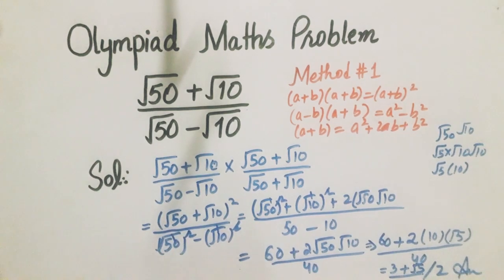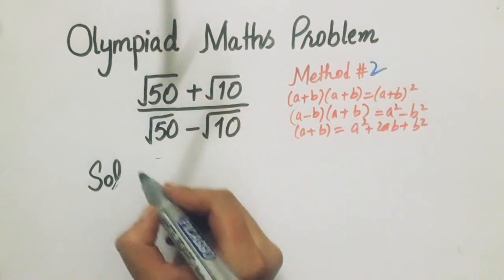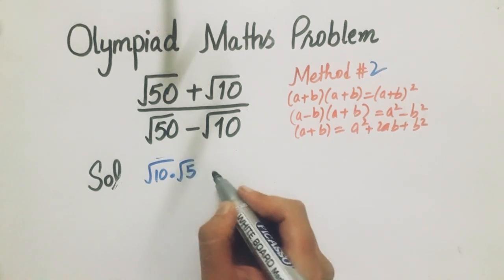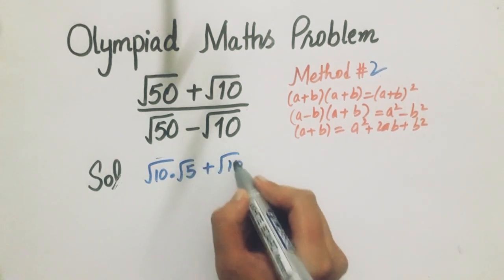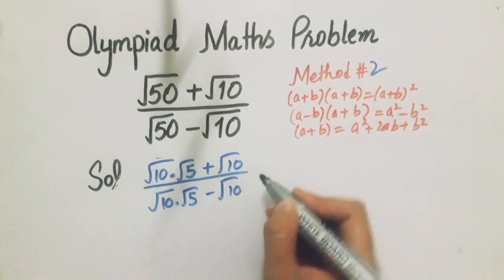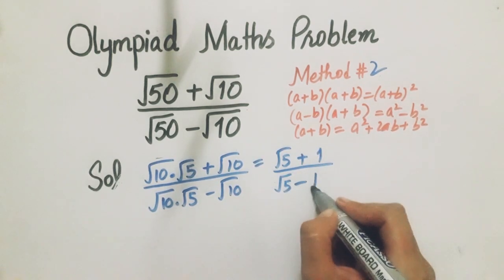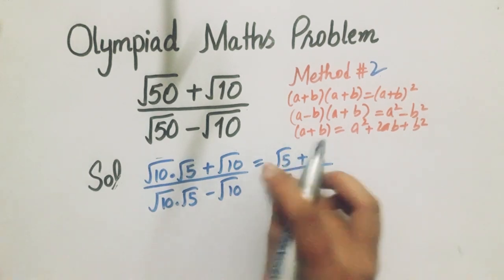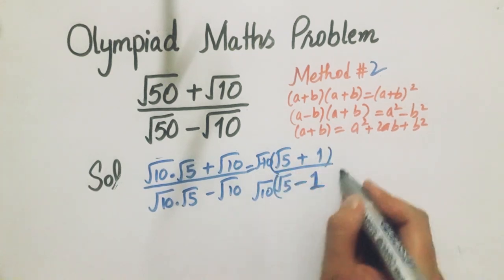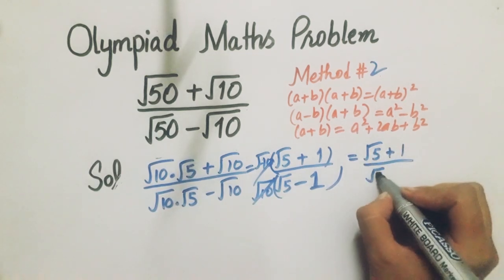Now we will solve by the second method. This will be method 2, in which square root 50 can be written as square root 10 times square root 5, plus square root 10, divided by square root 10 dot square root 5 minus square root 10. So we have square root 5 plus 1 divided by square root 5 minus 1, because square root 10 can be taken as common in the denominator and numerator, and both are cancelled out. Now we have square root 5 plus 1 and square root 5 minus 1.